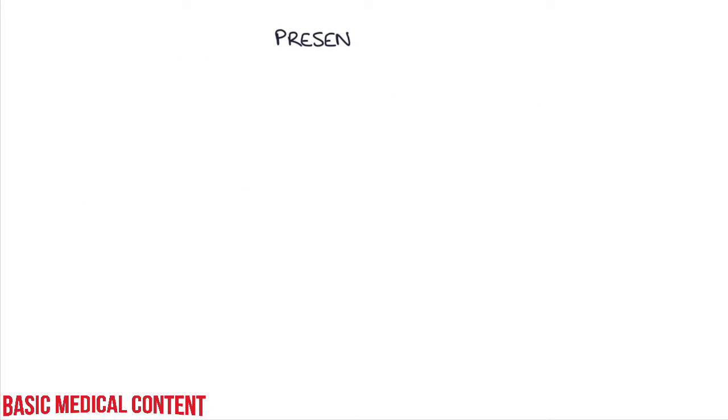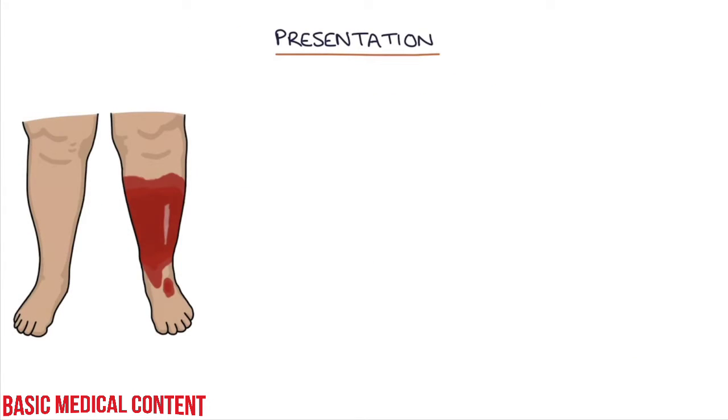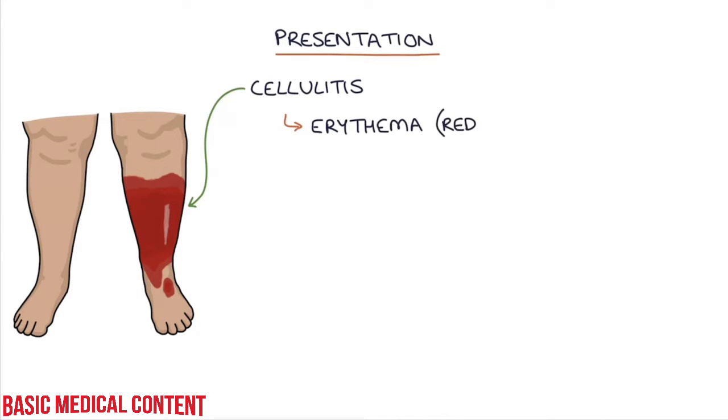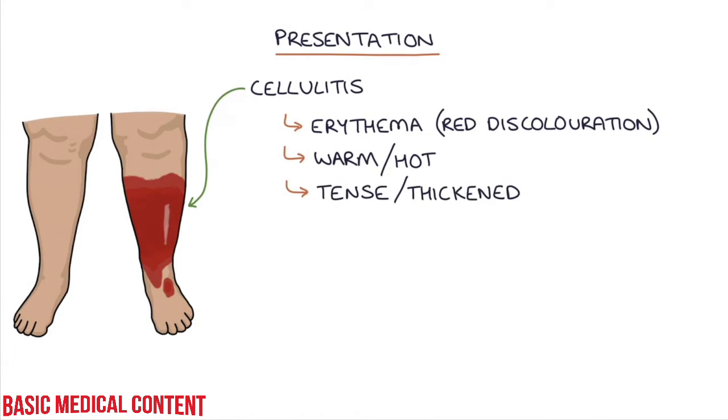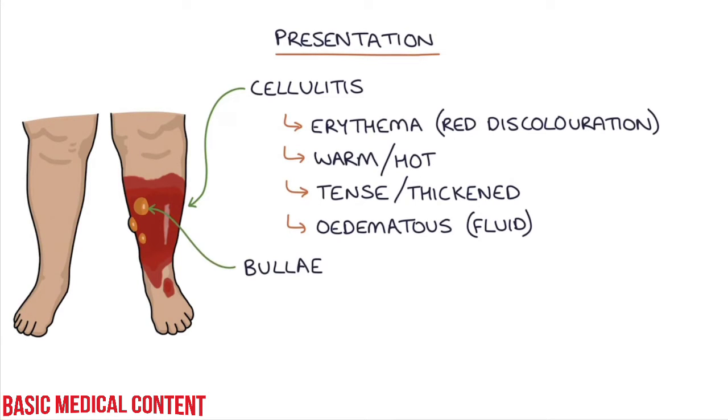How do patients present? Well, the skin will demonstrate changes of cellulitis and soft tissue infection, and these key changes are erythema, or red discoloration of the skin. The skin can be warm or hot to touch. It can be more tense and thickened. It can be edematous, with fluid collecting on the skin, and when fluid-filled blisters develop, these are called bullae.